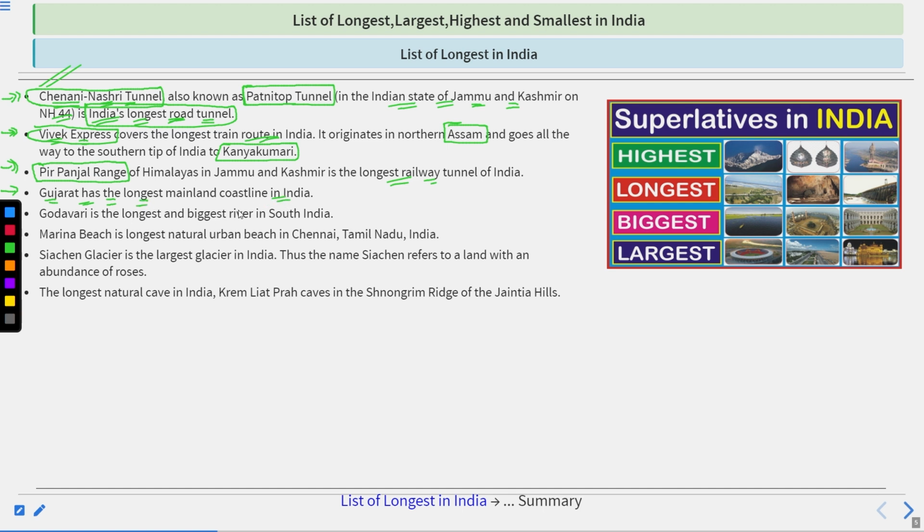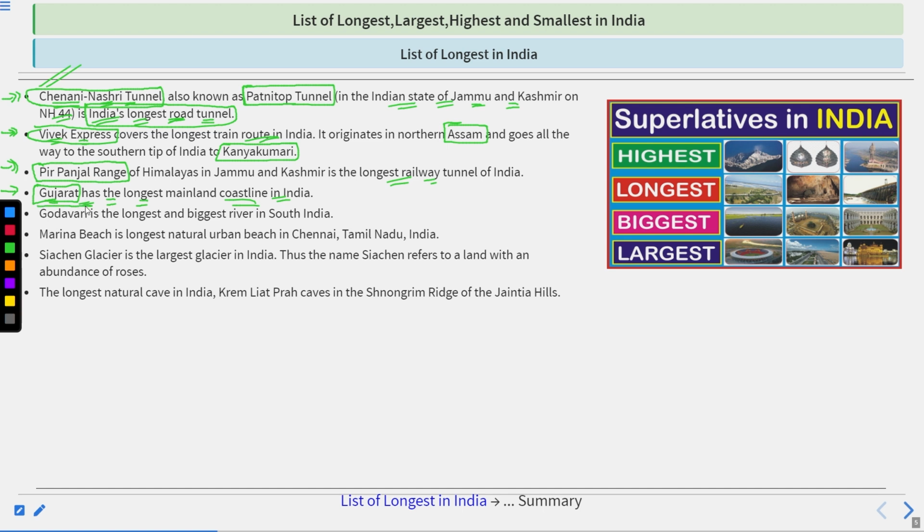So Gujarat, actually we know in India we have coastlines, right? Because one part of India is covered by the sea, or the three sides we could say. So the total coastline length in India is nearly about 7,500 kilometers. The maximum share is covered by the state of Gujarat. So that's why we call Gujarat the longest mainland coastline.